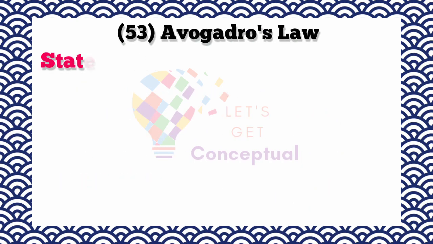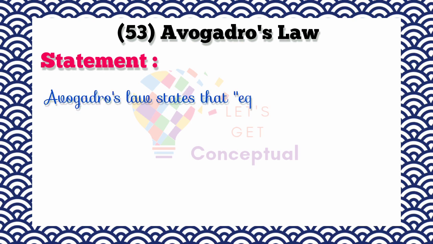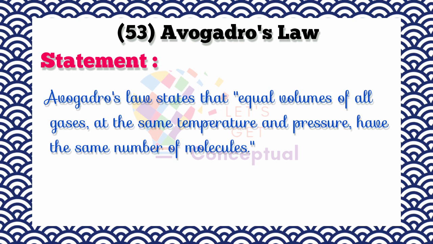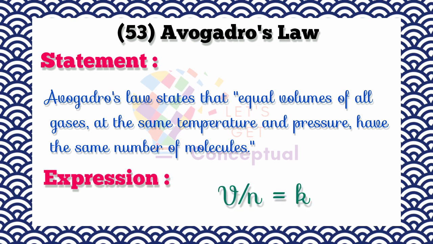Number 53. Avogadro's law. Statement: Avogadro's law states that equal volumes of all gases at the same temperature and pressure have the same number of molecules. Expression: V over n is equal to k.